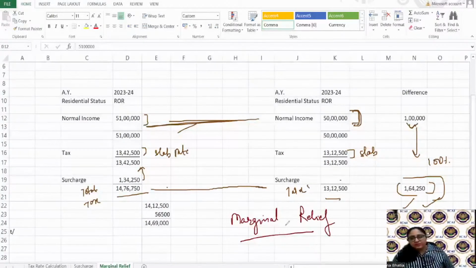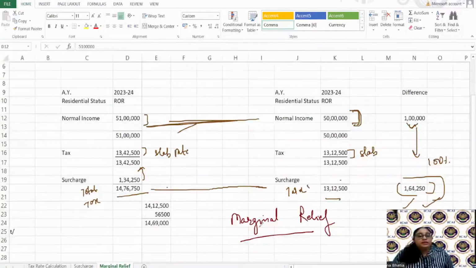Marginal means thoda sa relief. Marginal relief, marginal costing. No, ये सब नहीं. कुछ उससे लेना देना नहीं है. This is a general marginal relief given on the tax which increases shockingly by a shocking margin compared to the income. Income is increasing by 1 lakh, tax is increasing by more than 100%. Right? So in that case, there comes the concept of marginal relief, which says that the additional tax on the additional income cannot be more than the income itself.